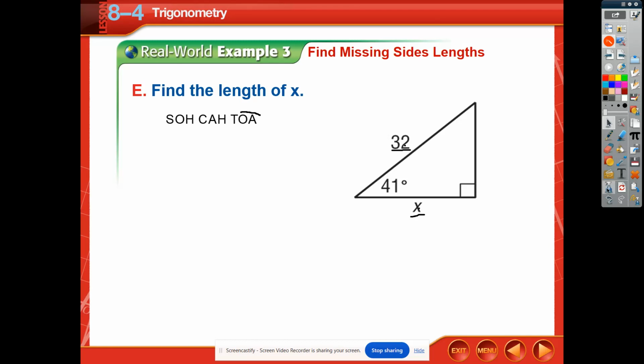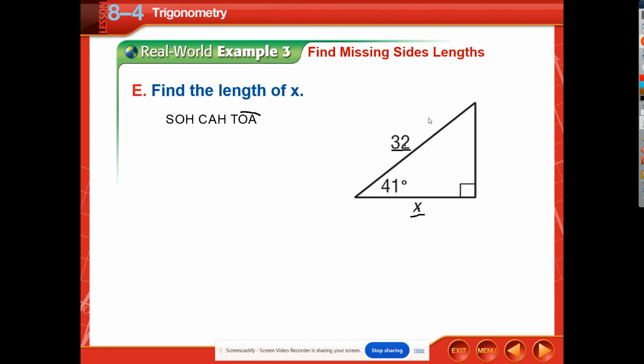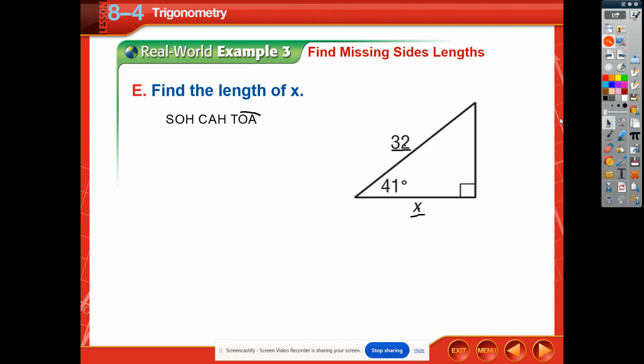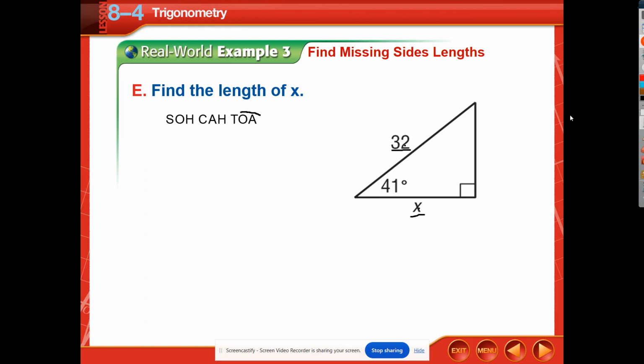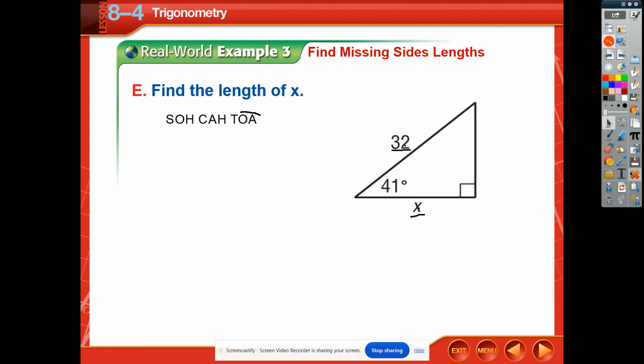Right, in this video, we're going to be going over section 8.4, which is trig ratios, which are very important. We've already gone over the regular trig ratios, and we're going to be going over the inverse trig functions, or inverse trig ratios, in this video. First example here, I just want to review the regular trig ratios and how we use them, and then we'll move on. So don't forget your acronym SOHCAHTOA.